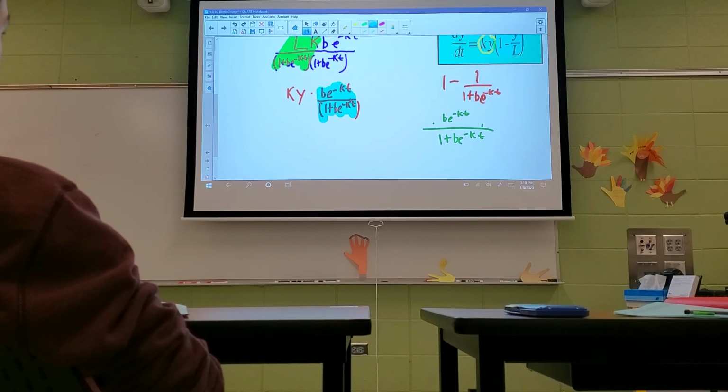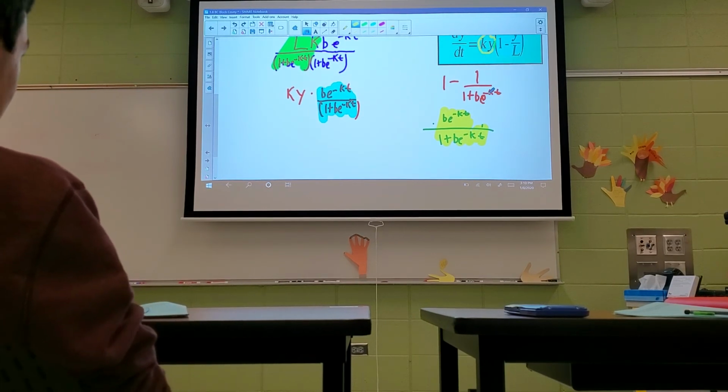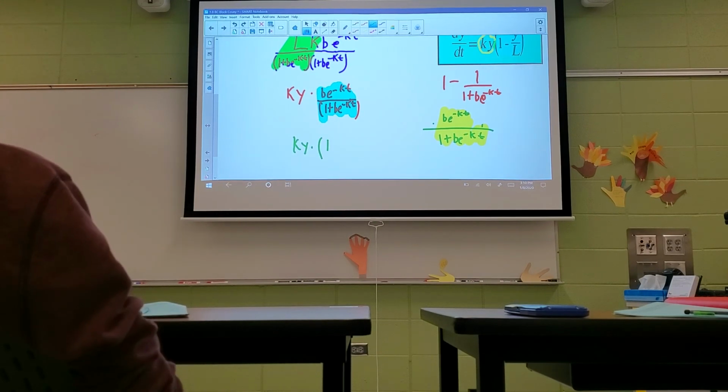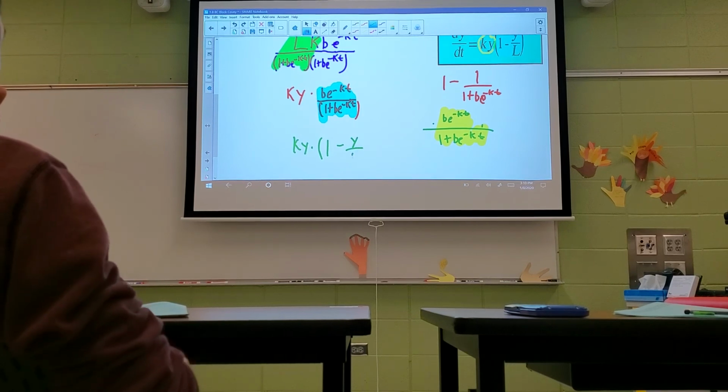What am I left with? b to the negative kt over 1 plus b to the negative kt. Which is what I wanted. So this is 1 minus y over L. So then I get ky times 1 minus y over L.